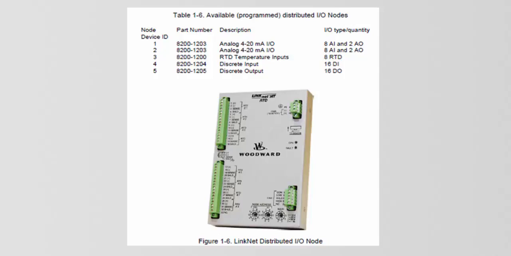The LinkNet analog I/O module with a node ID of 1 can be used for vibration sensors. Please see the configuration of vibration sensors tutorial for more information. Node device ID 3 must be an RTD module and supports 8 RTD inputs. Node device 4 must be a discrete input module and supports 16 discrete inputs. Node device ID 5 must be a discrete output module and supports 16 discrete output relay drivers.